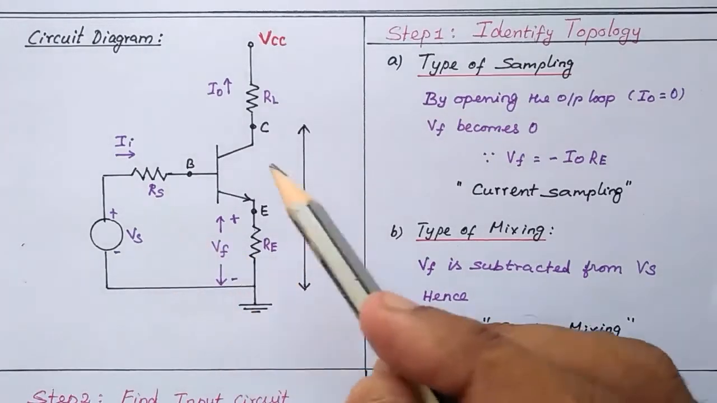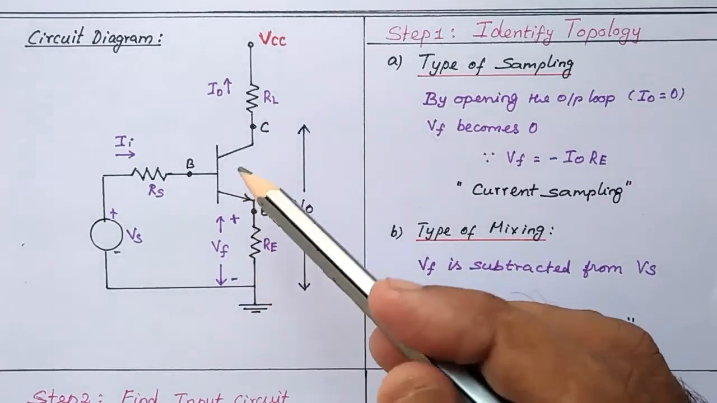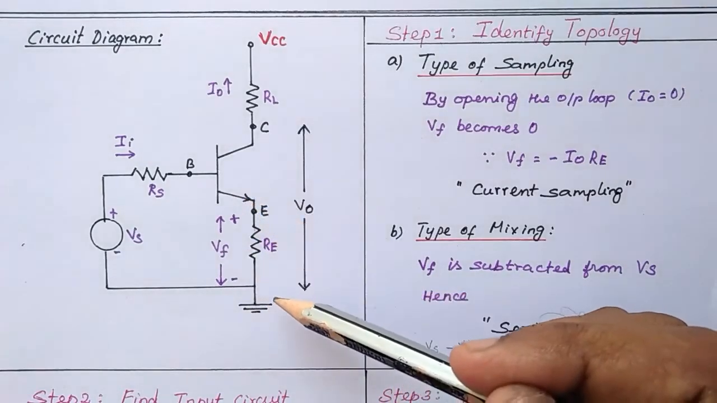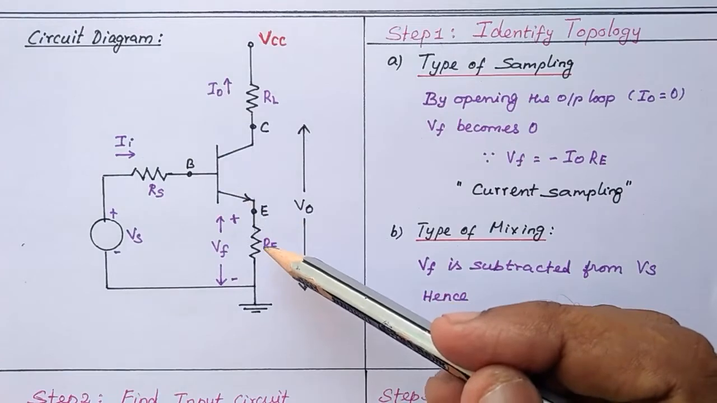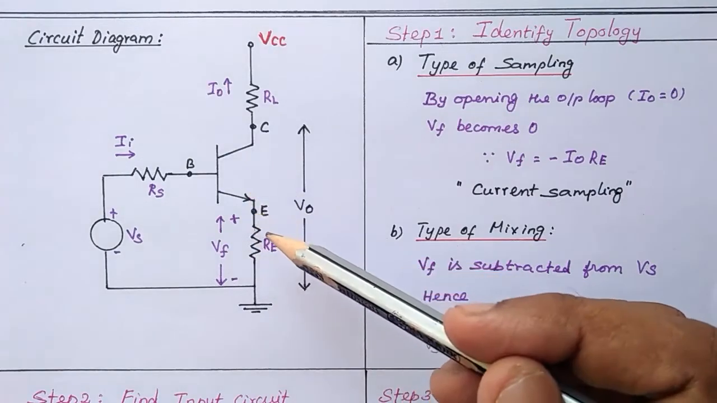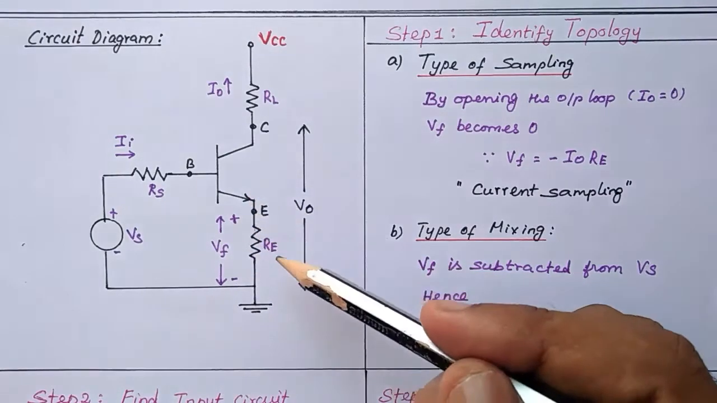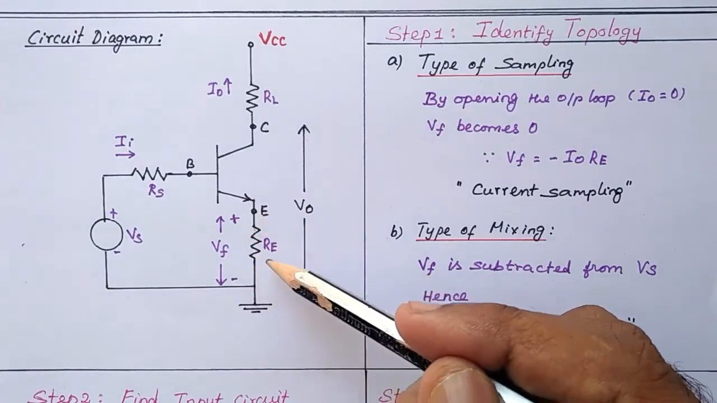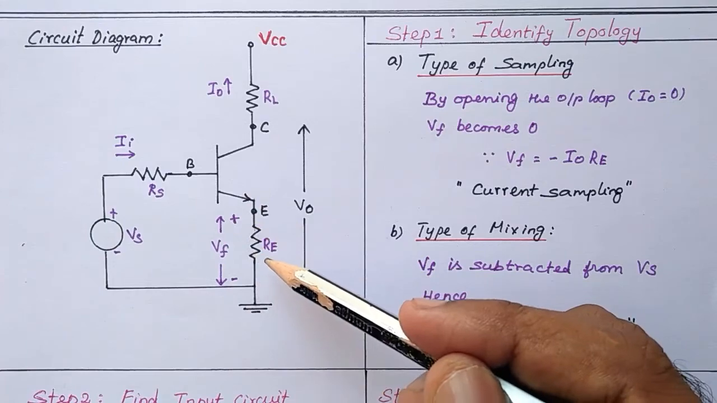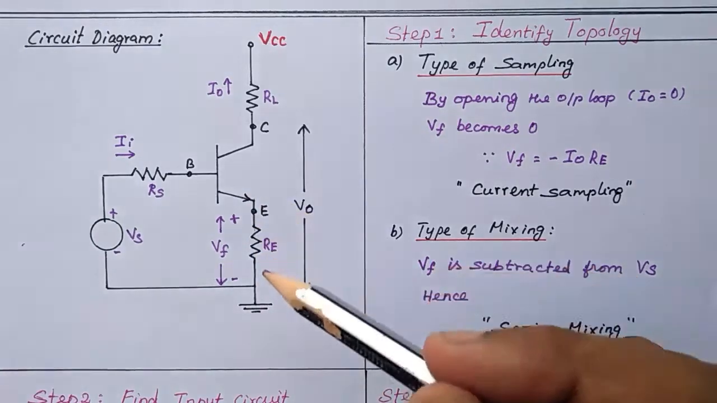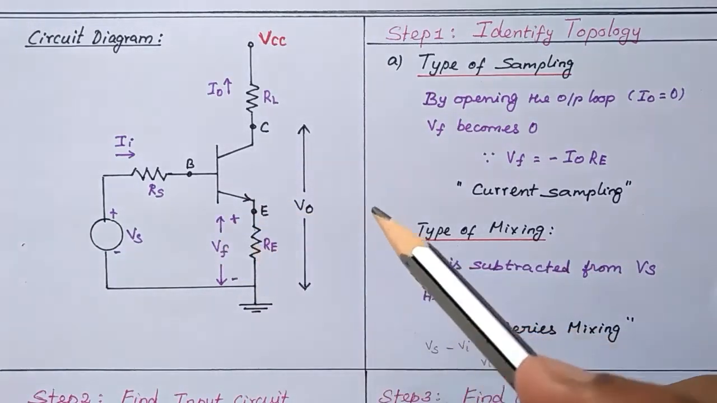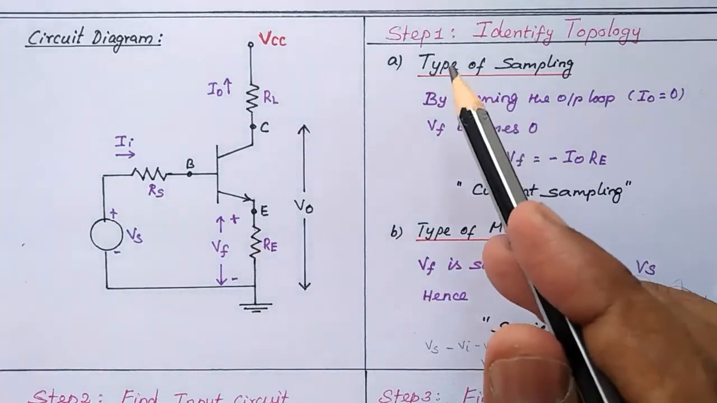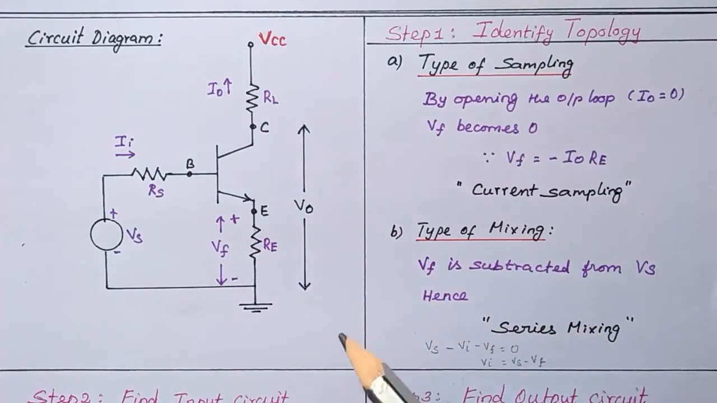This is the circuit diagram we have taken for analysis. The emitter is grounded with emitter resistance, hence it is a common emitter configuration with emitter resistance. So this resistance is going to act as a feedback element in the feedback network. To analyze this, we have to follow the 7 steps. The first step is identifying the topology.